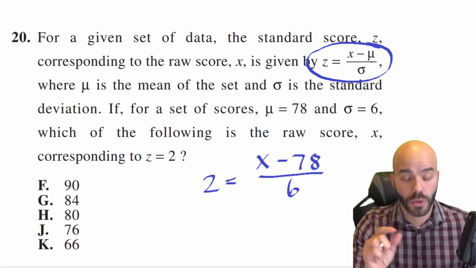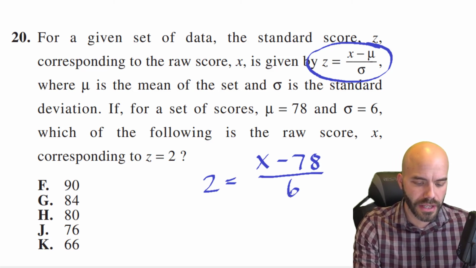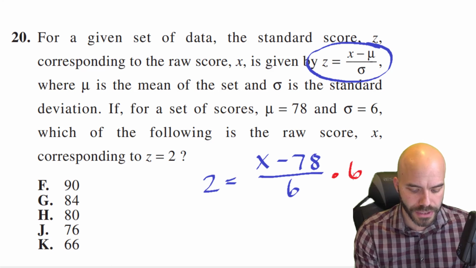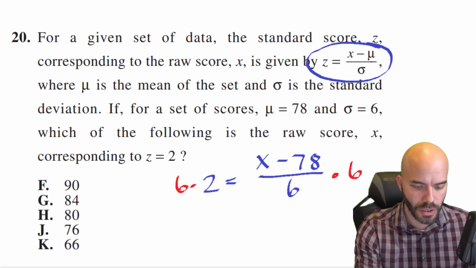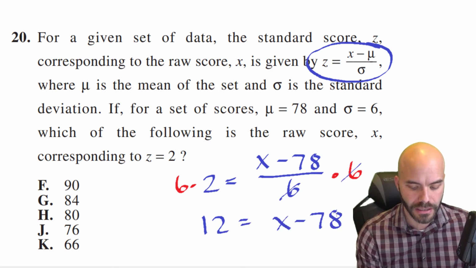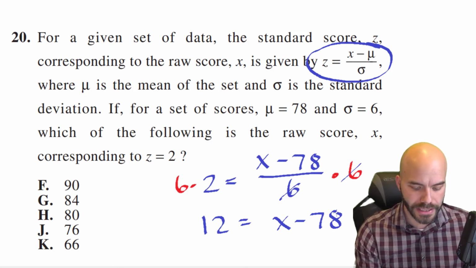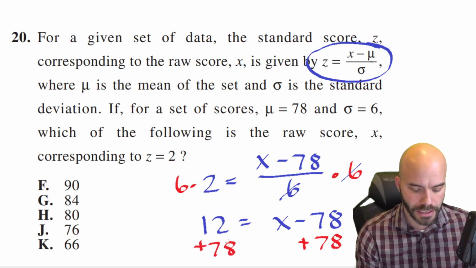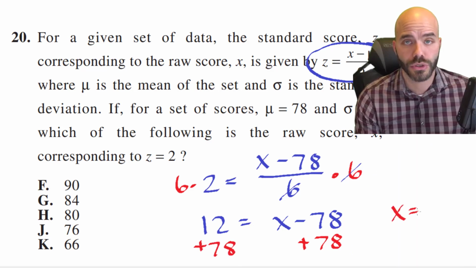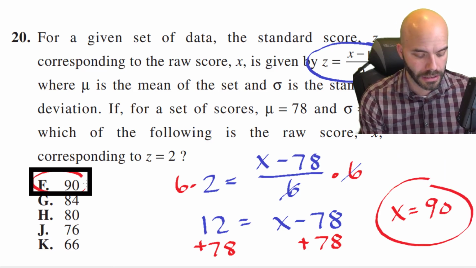X here, the quantity of X minus 78 is being divided by 6. So we need to take care of that first. We need to multiply both sides by 6. And when we do that, we'll have 12 is equal to X minus 78. And just like before, we need X isolated. So we're going to add 78 to both sides. And so X equals 12 plus 78, which is 90, letter F.